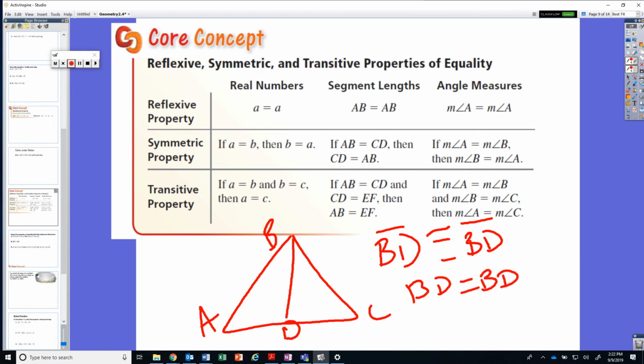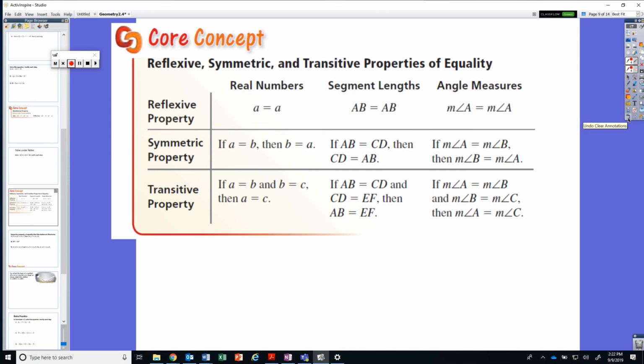And so that's definitely going to be utilized a lot as we get closer into our triangle focus in our curriculum. But for right now, as long as you can understand that when the left side equals the right side, that is called the reflexive property. The next one is our symmetric property.